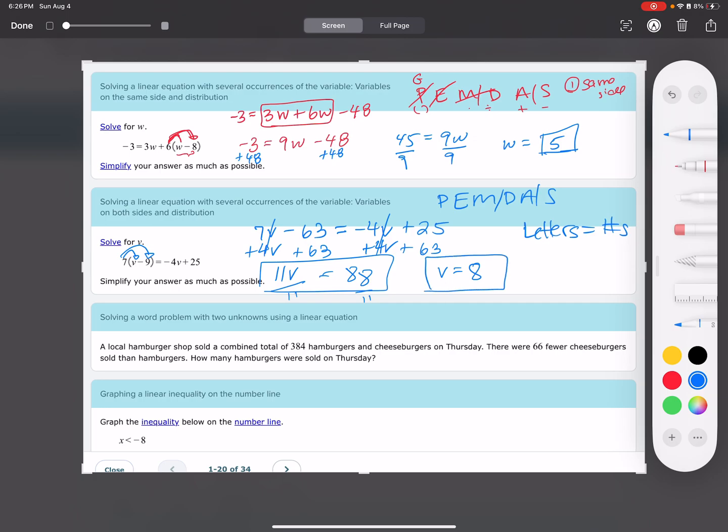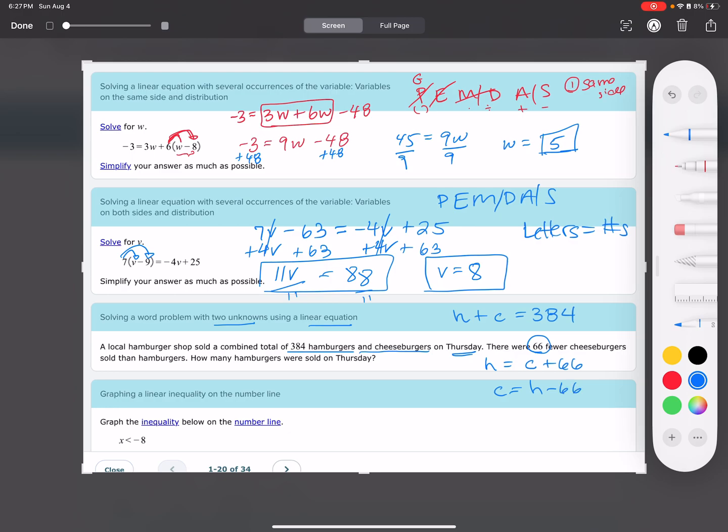Okay, solving a word problem for two unknowns using a linear equation. It says a local hamburger shop sold a combined total of 384 hamburgers and cheeseburgers. So I've got hamburgers plus cheeseburgers is 384. On Thursday, there were 66 fewer cheeseburgers sold than hamburgers. So my hamburgers is going to be my cheeseburgers plus 66, or I could have said my cheeseburgers is hamburgers minus 66, either way.